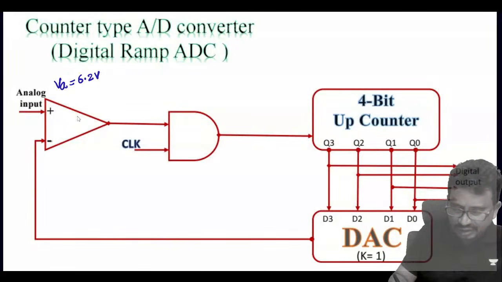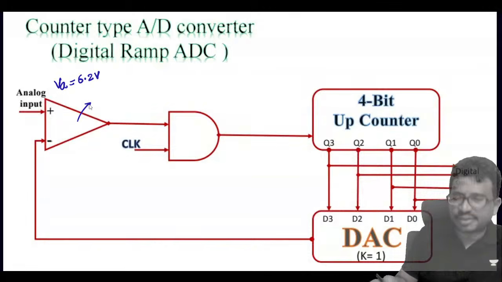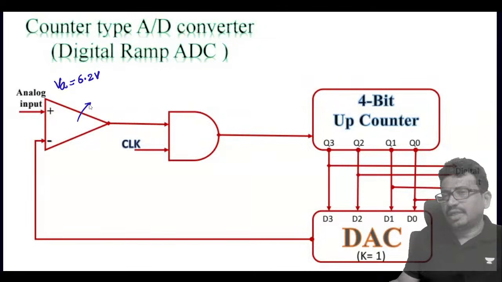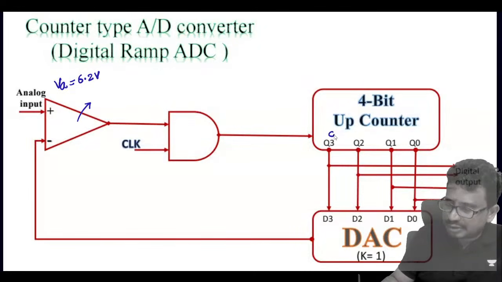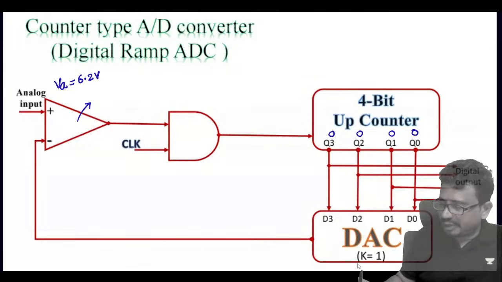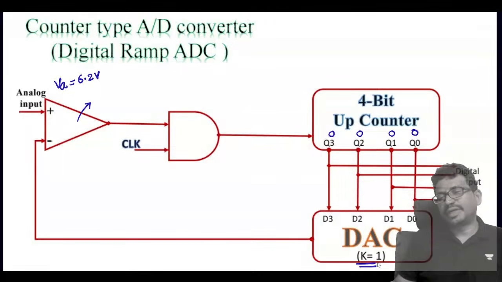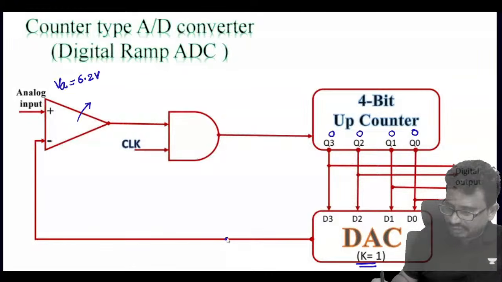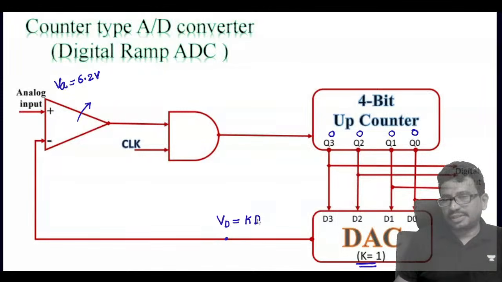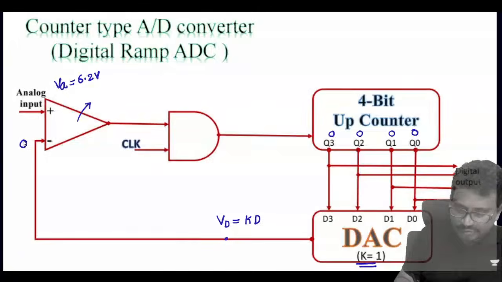First, this will behave like a comparator. Initially the counter value is 0 0 0. We are assuming k is equal to 1. Here we get the digital output Vd, which is equal to k times the decimal equivalent, and initially this value is 0. So this means the output of the comparator is 1.